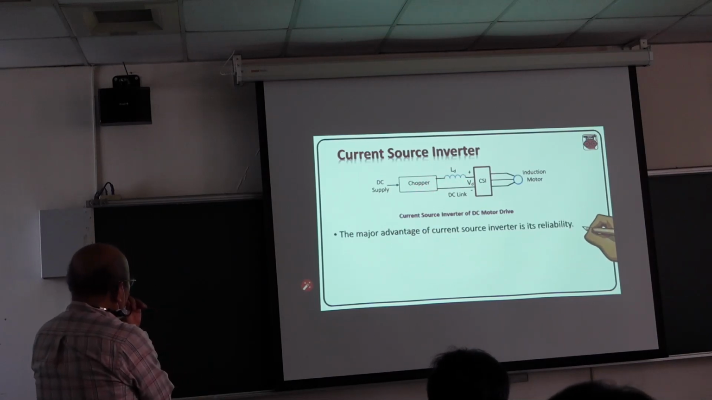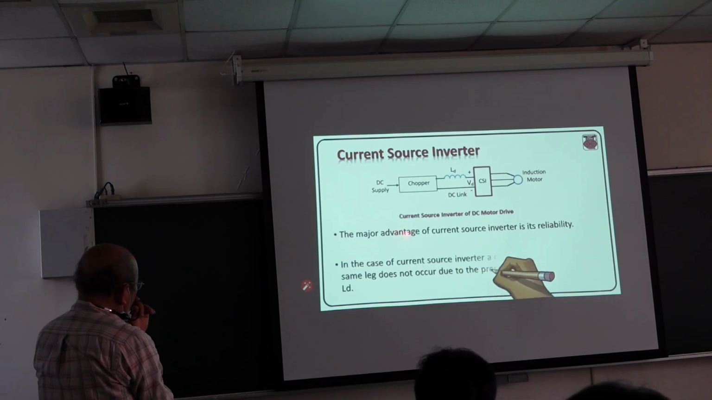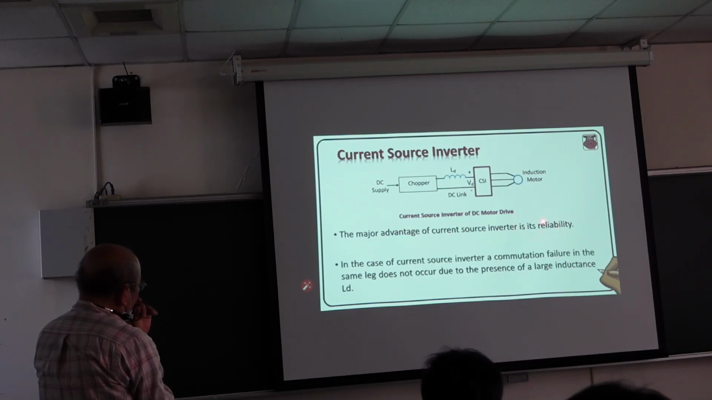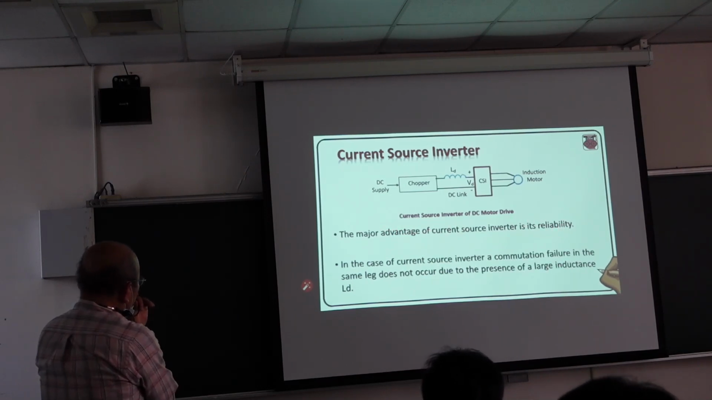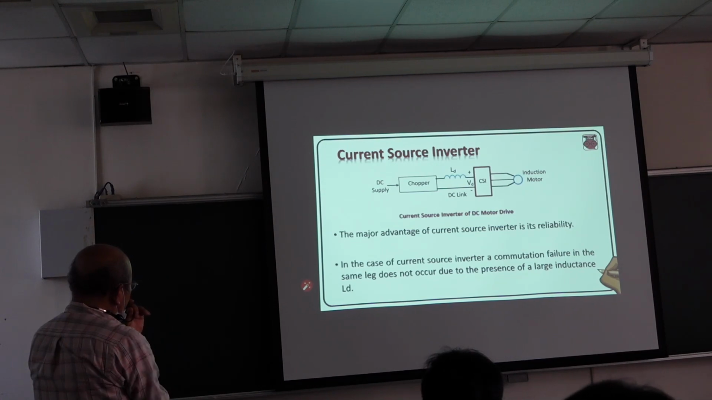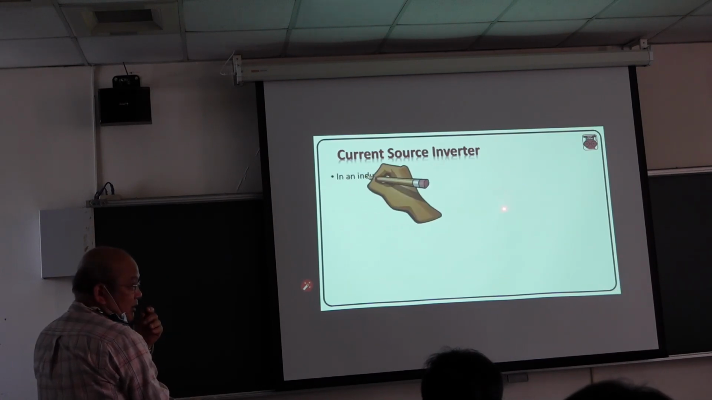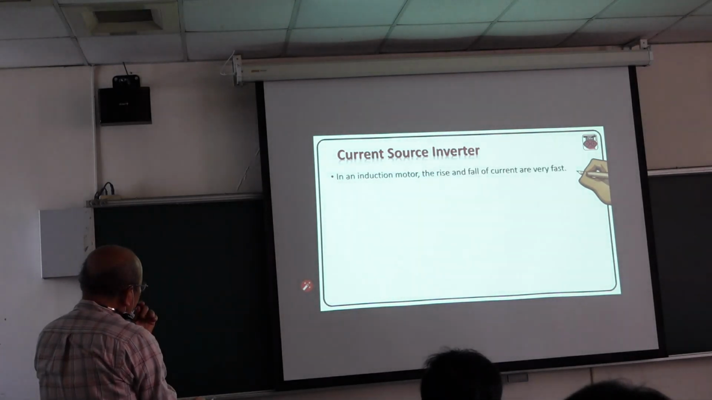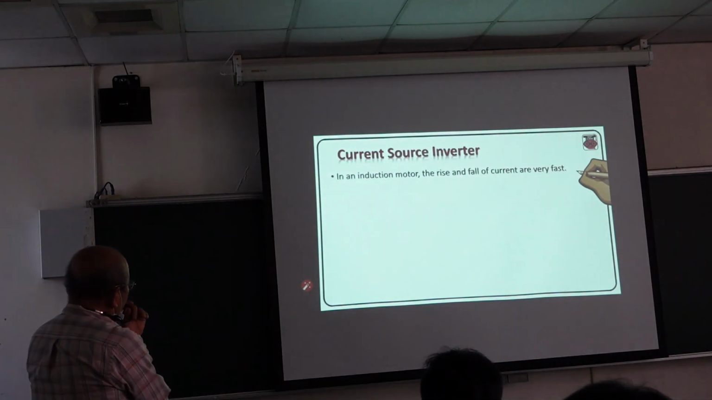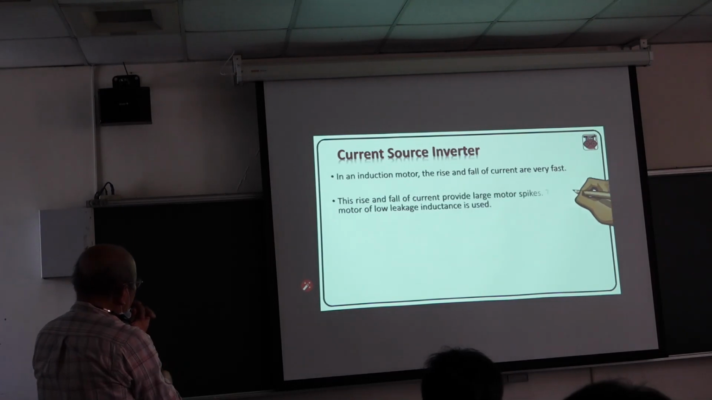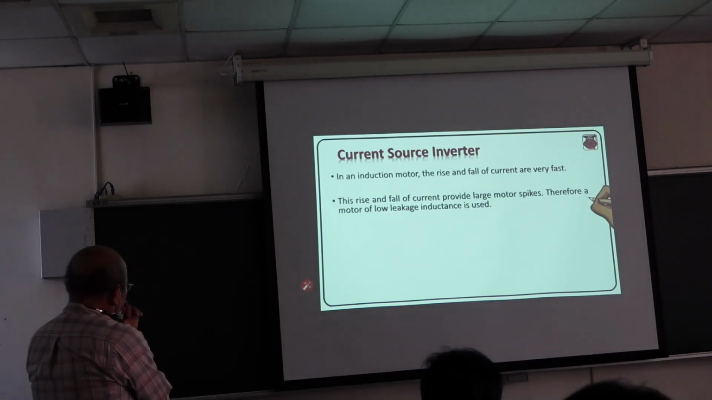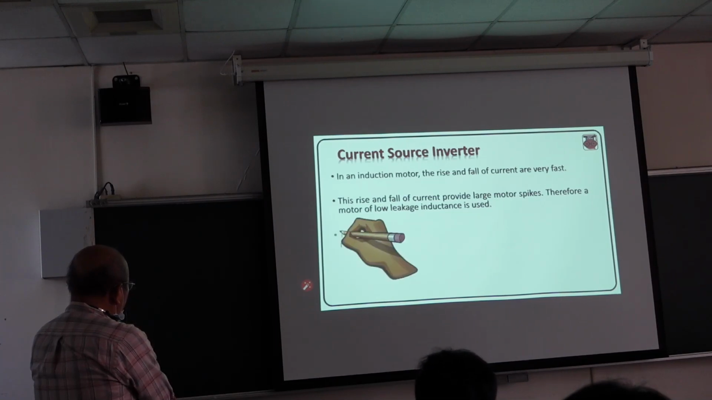The major advantage of the current source inverter is its reliability. In case of failure, it is good. Although you short circuit the inverter, it is no problem, because the large inductor limits the rise and fall of current. However, current source inverters provide large voltage spikes at the motor. Therefore, a motor of low leakage inductance is used.